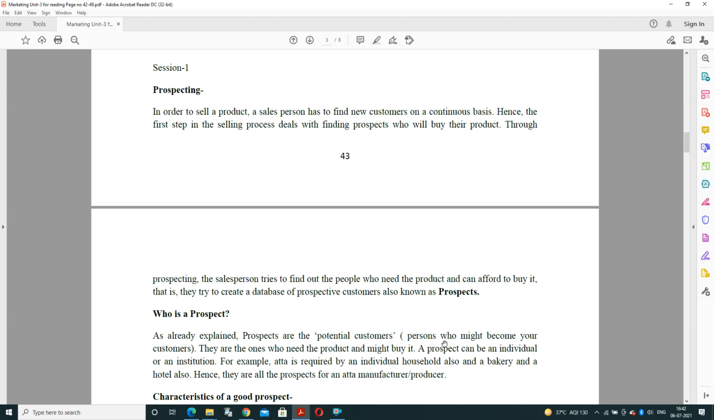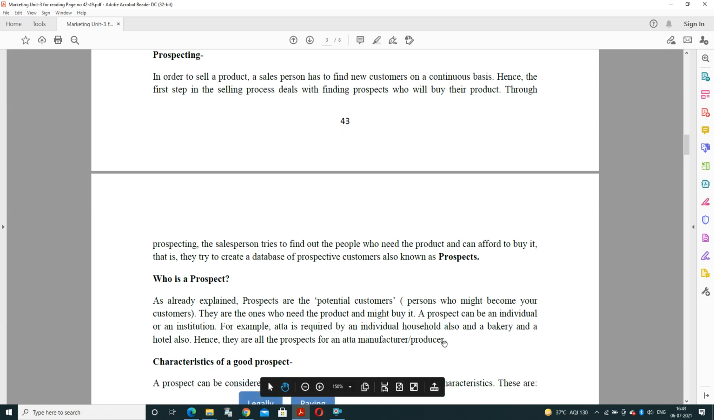So the first step is to find out the person who can buy. That is the prospect. Second is the person who is interested in your product. It means finding the person who needs the product. That is the concept of a prospect. So they try to create a database of prospective customers, also known as prospects. A company will try to create a list of persons who have a lot of money for buying the product, who are needy, who want to take your company's product, and the complete process is known as prospecting. In the concept of prospecting, a company will maintain a database of persons.